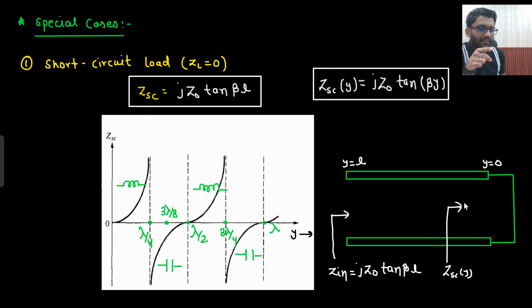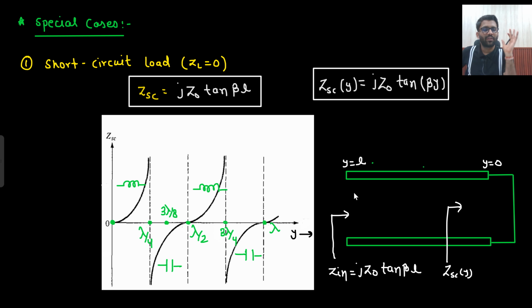What we have done is that Z short circuit Y we have written, that is j Z naught tan beta Y. Now from here if I keep on walking, for 0 to lambda by 4 distance, inductive nature is shown. Then lambda by 4 to lambda by 2 capacitive nature, then again inductive nature. And what do you see? After every lambda by 2 distance you are getting 0 impedance. Here you have 0, then after lambda by 2 again 0 impedance, and again after lambda by 2. So after every lambda by 2 the impedance repeats.